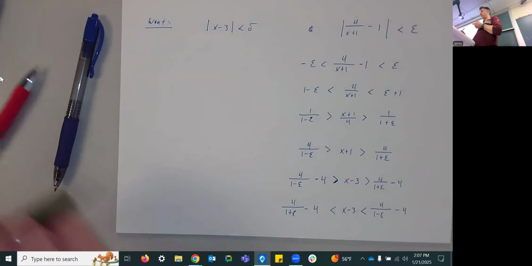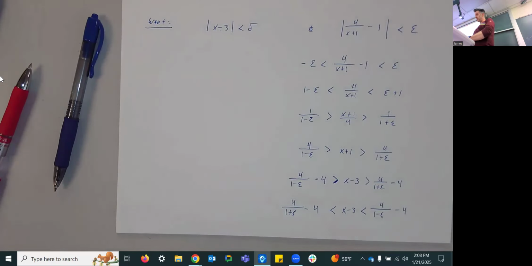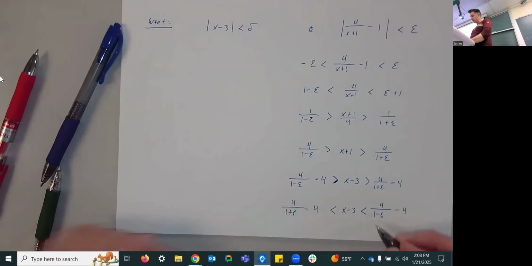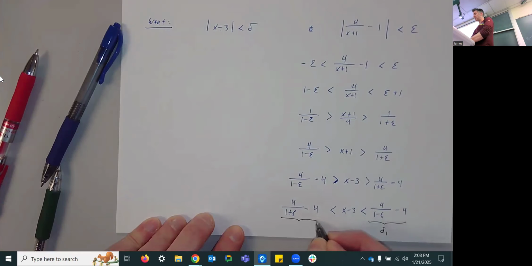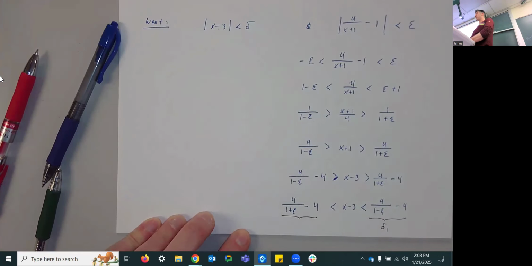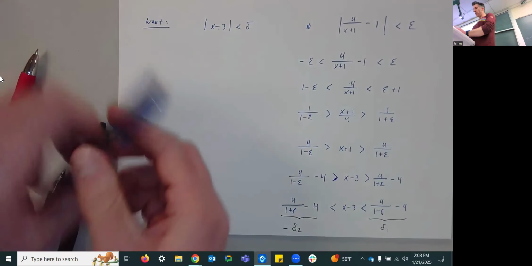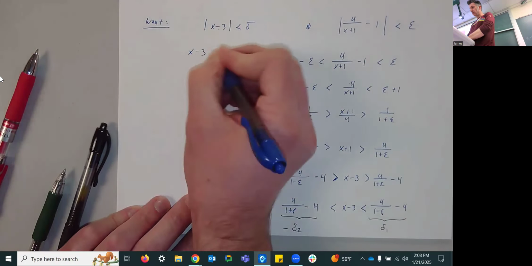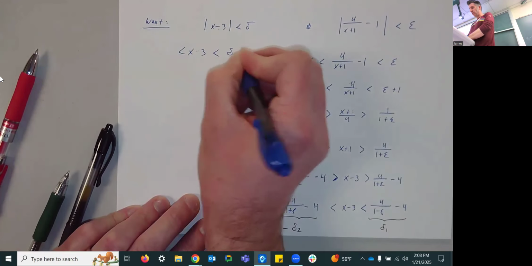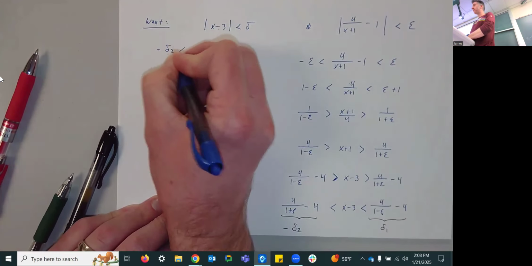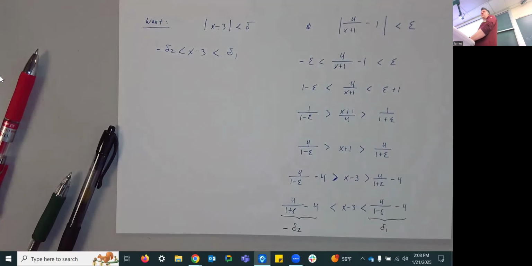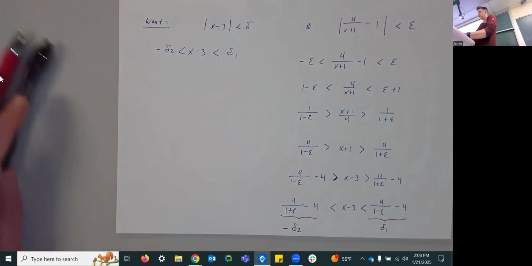So I just want to point out, and this is where I think I got caught up earlier, is that this right-hand side is what we're going to say is our delta 1. And this left-hand side isn't our delta 2, it's our negative delta 2. Because what we're doing here is we're saying, great, yeah, we want x minus 3 to be between delta 1 and negative delta 2. Because the deltas themselves are positive, but we need the left-hand one to be negative so that it works out correctly.